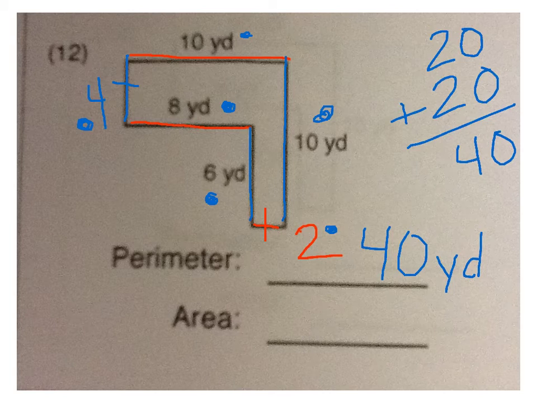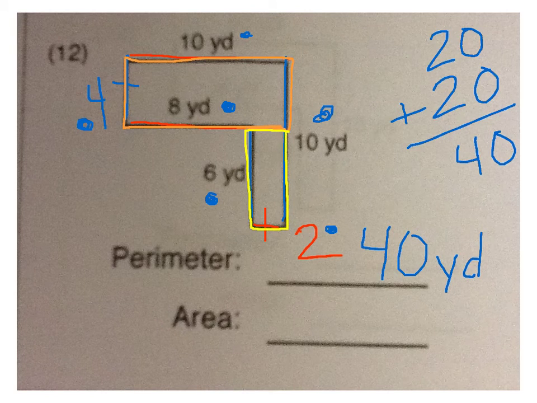So the way I'm going to divide it, I'm going to divide right here. So I have this shape, and then I have this shape. Okay? Now, because we found perimeter first, we know what to multiply. Remember, area is length times width equals area.